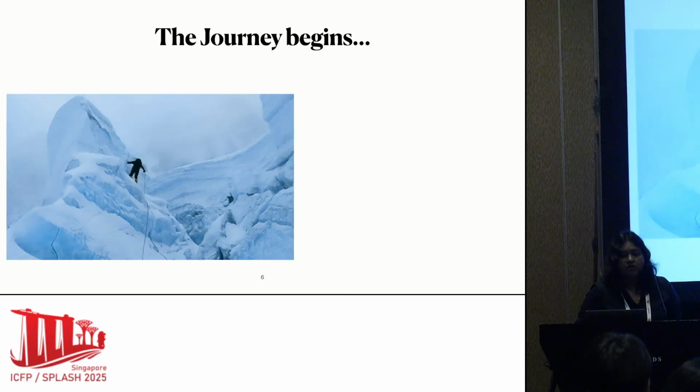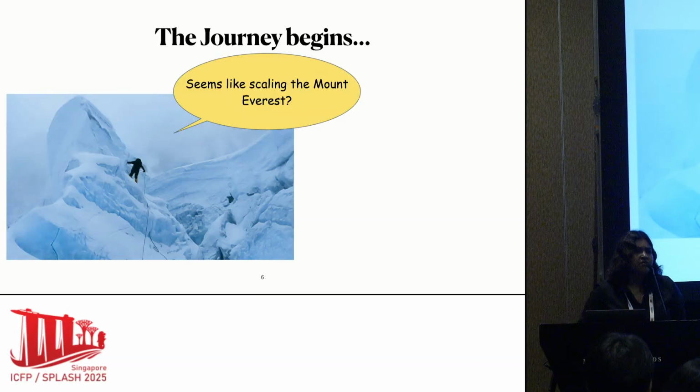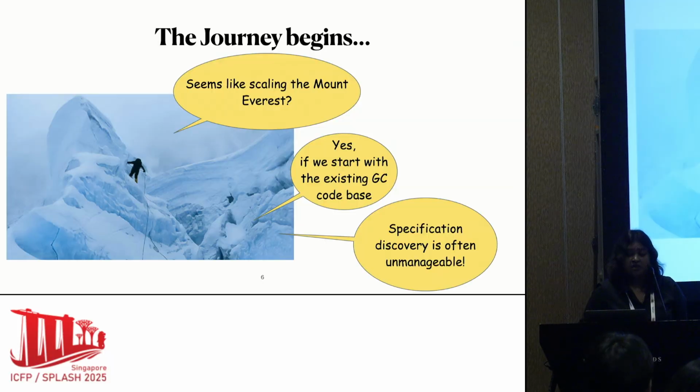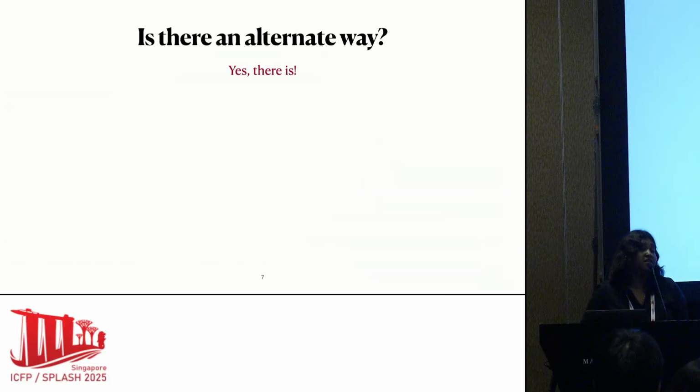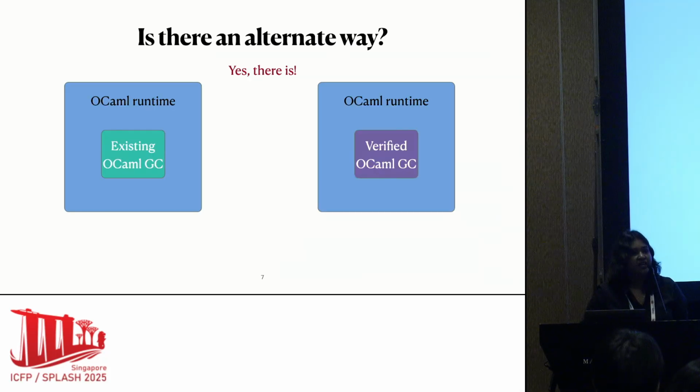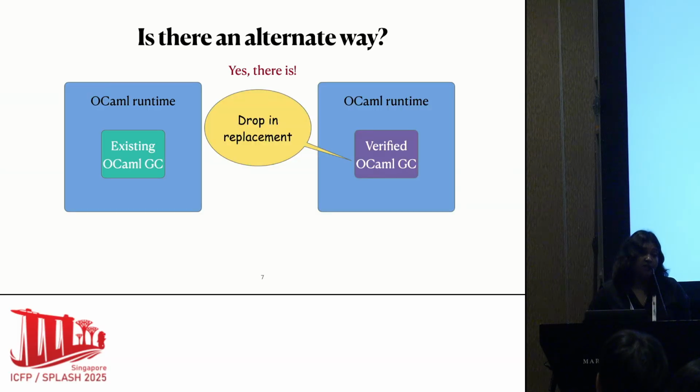Okay, so if we start with verifying the GC from an existing code base, this looks like scaling Mount Everest, because there are a lot of intermingled specifications because of all those intricate features, and specification discovery is required for doing the verification, and it often becomes unmanageable with an existing code base. So is there an alternate way is the next question we will ask. And yes, of course, there is an alternate way: a drop-in replacement of the OCaml GC with a verified one.